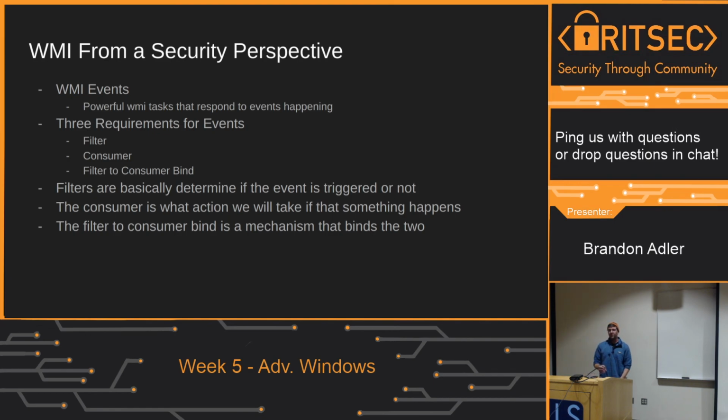There are a couple of main requirements for creating an event within WMI. You need a filter, a consumer, and then you need to bind the filter and consumer together. Filters determine if an event can be triggered or not. You can think about this like a filter in Wireshark, right? You don't want to trigger on every single system event that happens, every single packet that goes through. You just want to look at TCP traffic. You just want to look at a file being created instead of deletion, read, and all of those other file operations.